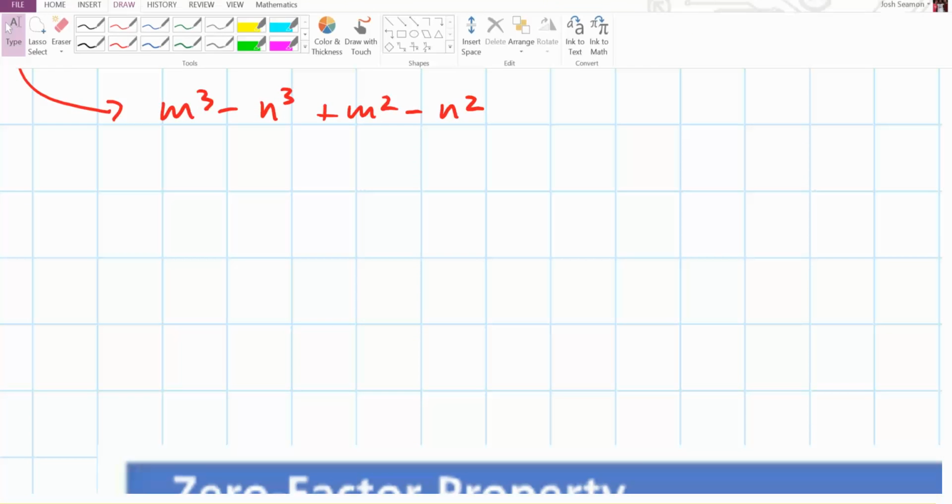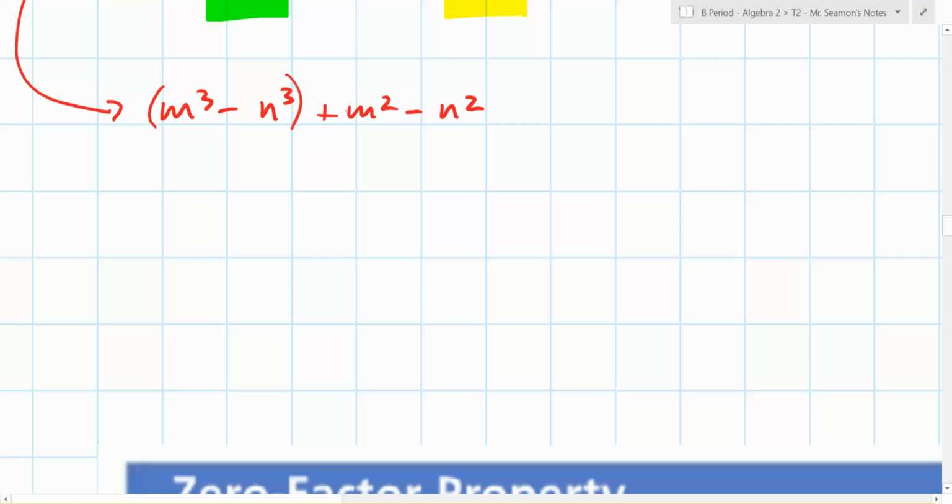This right here is difference of cubes. This right here is difference of squares. So let's do the difference of squares. What does m squared minus n squared factor into, Meg? M squared minus n squared. What does that factor into? M minus n times m plus n. Correct. You have factored difference of squares. It doesn't matter what order you put the 2 in. You can do either one.